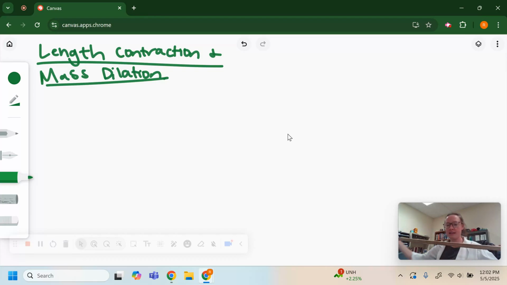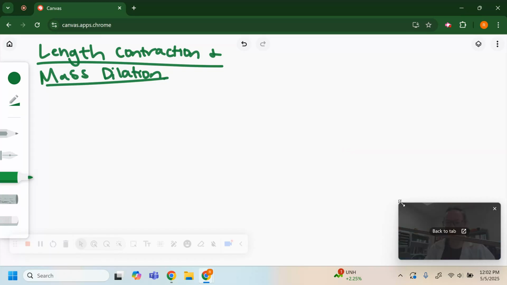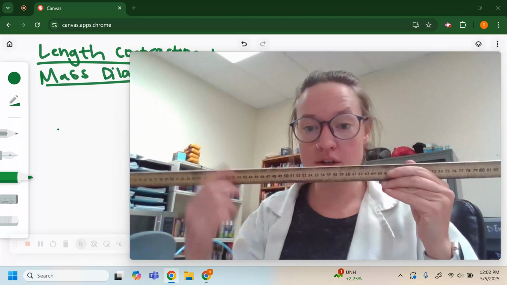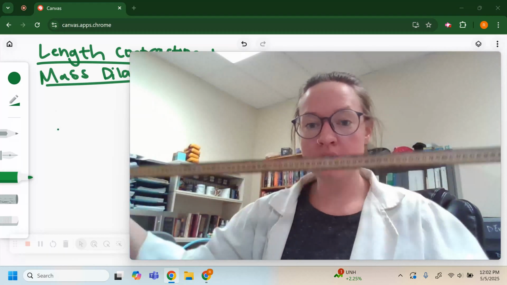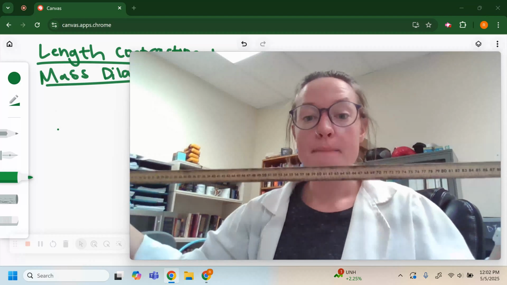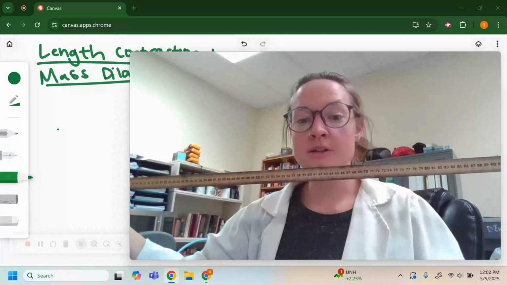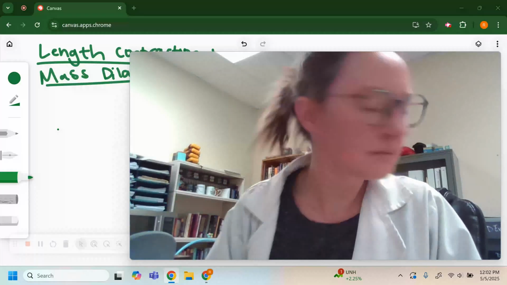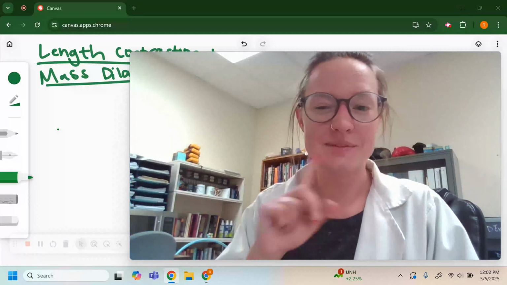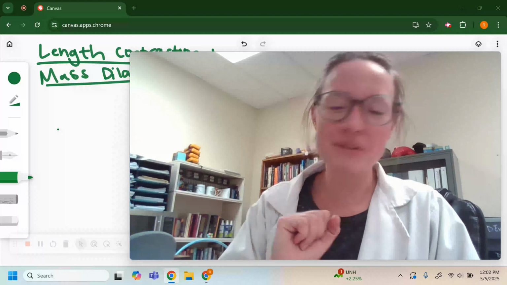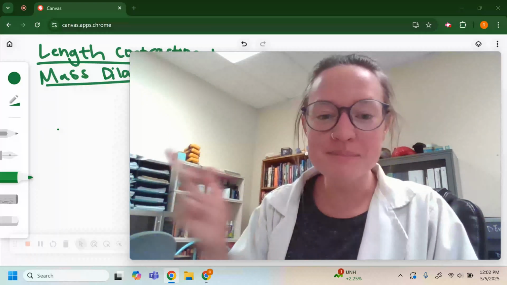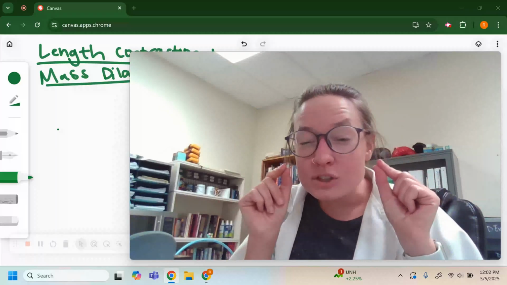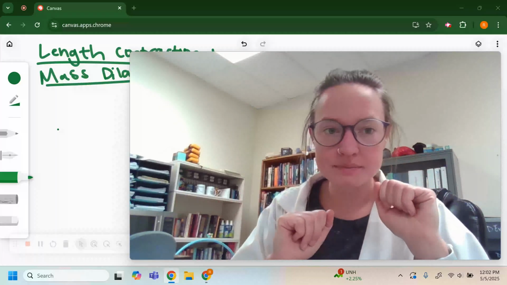If you were to take this meter stick here, wait, let me make this big. If you were to take this meter stick here and measure the length of this meter stick, you would see that the length of the meter stick is a meter. But if you were to measure the length of the meter stick while it's moving, then you would see that the meter stick is a little bit shorter than normal.